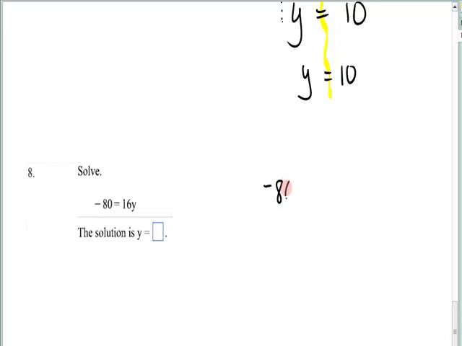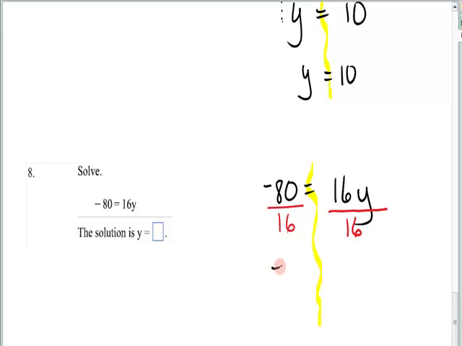Looks like I have one more. I have -80 is equal to 16y. This time my attention is on the right-hand side because that's where my letter, my variable, my unknown is. What's going on? Not addition, not subtraction, multiplication. To undo the multiplication, I will divide that by 16. But if I do it to the right-hand side, I have to do it to the left-hand side. And that gives me -5 is equal to, those divide out, implied 1y, -5 is y.